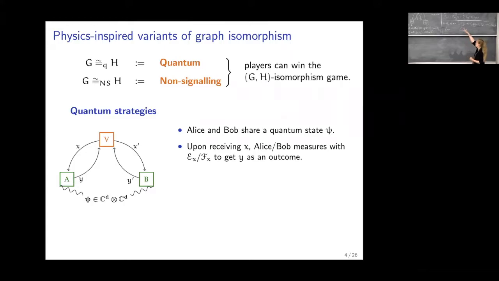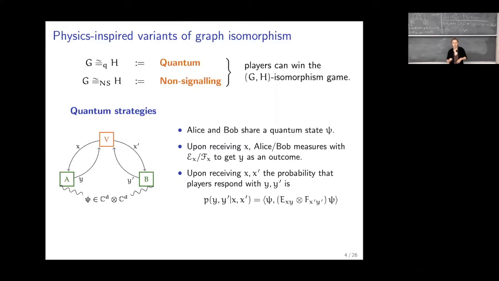So I have these positive semidefinite matrices, E_xy and F_x'y', where x and y are vertices. If they play according to such a strategy, then quantum mechanics tells me how to compute the probability that, given questions x and x prime, Alice and Bob respond with y and y prime respectively. That's given by this inner product. Remember, this measurement is a probabilistic process, so what you get is a probability distribution over these vertices, these y's and y primes.